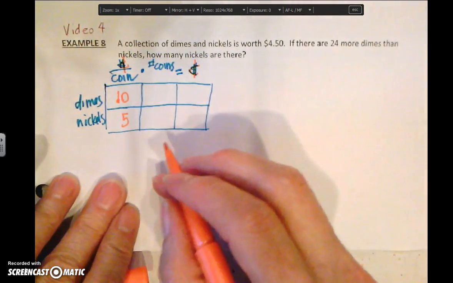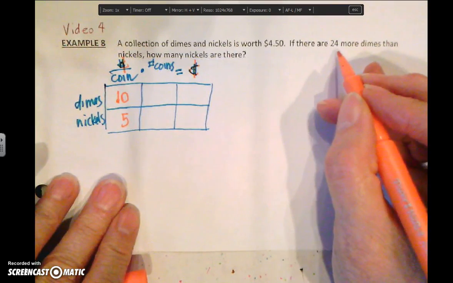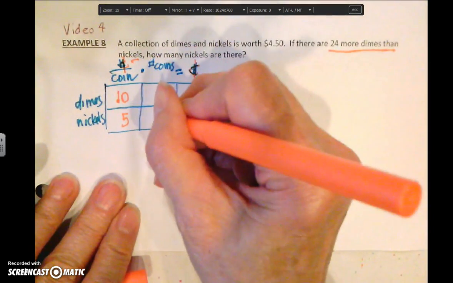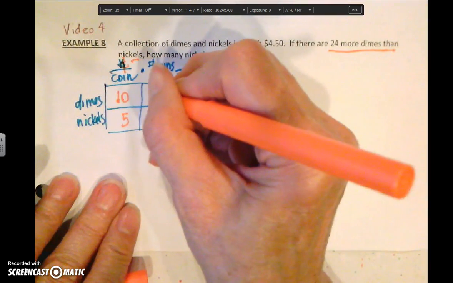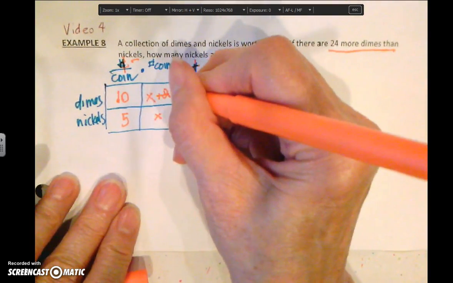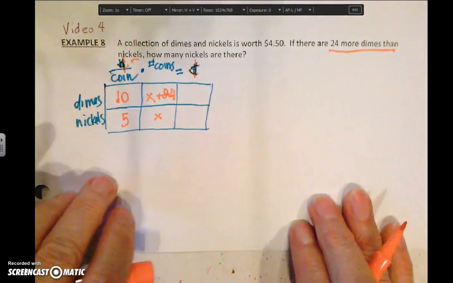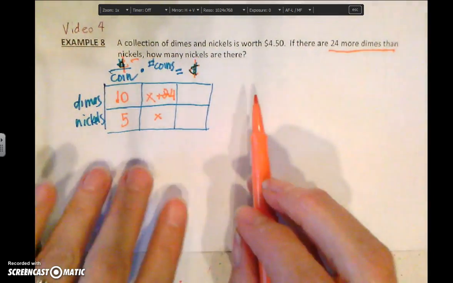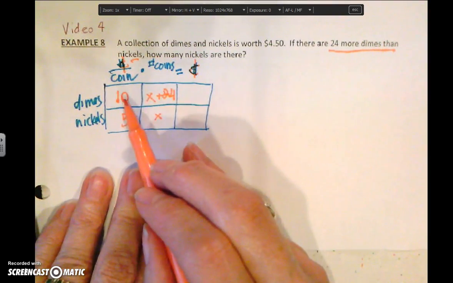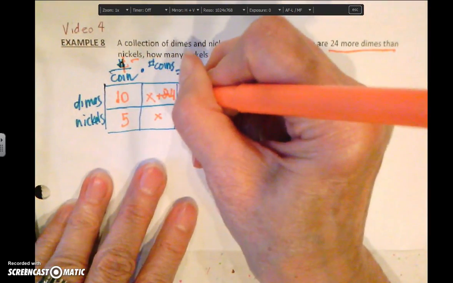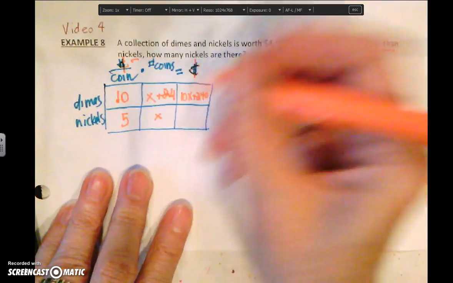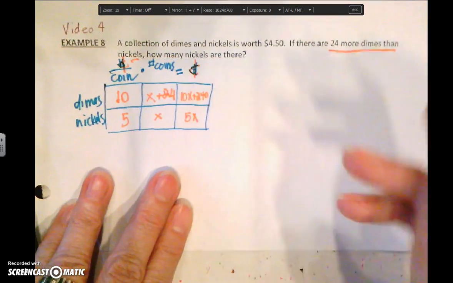Okay, number of coins. What we know about the number of coins is that there are 24 more dimes than nickels. So we're going to let nickels be x, and the dimes is going to be x plus 24. All right, so we filled in the information that we can. Now to get the last column, we're going to multiply the first column times the second column. So I'm going to distribute here and get 10x plus 240, and multiply here and get 5x.